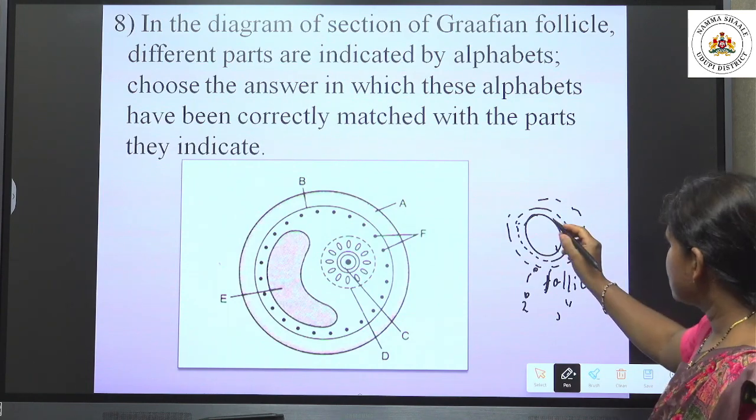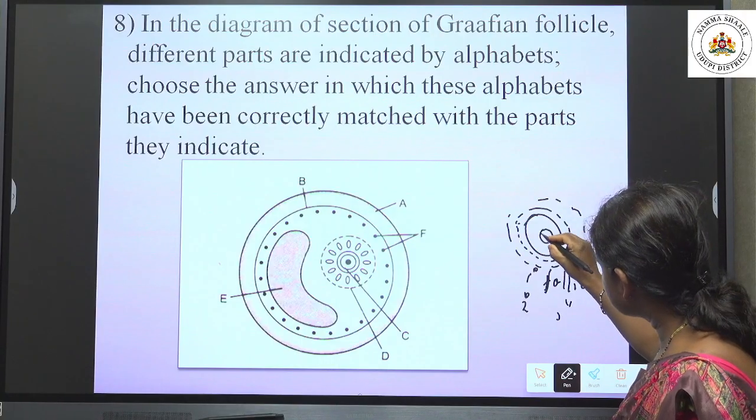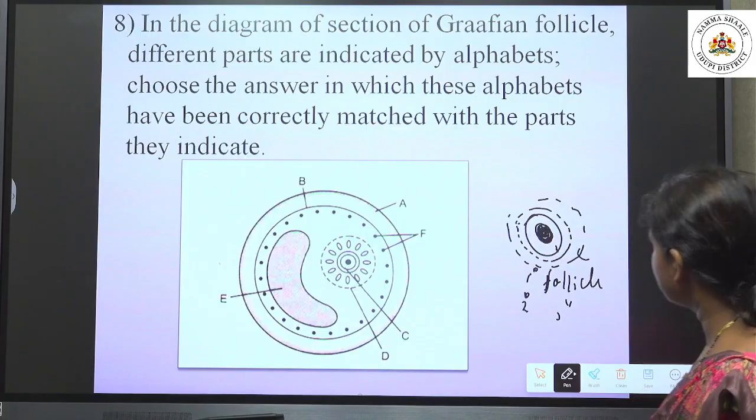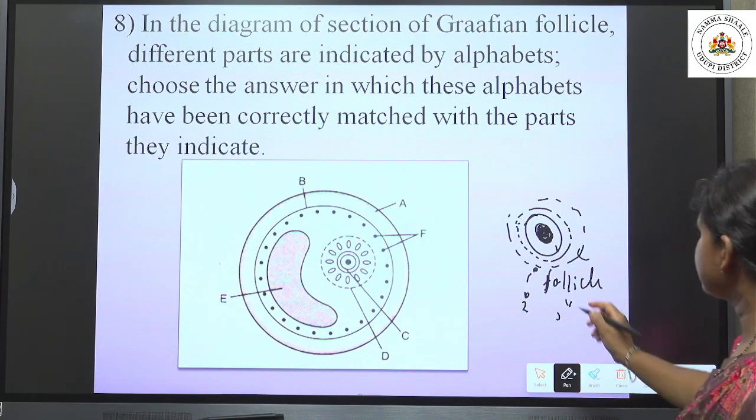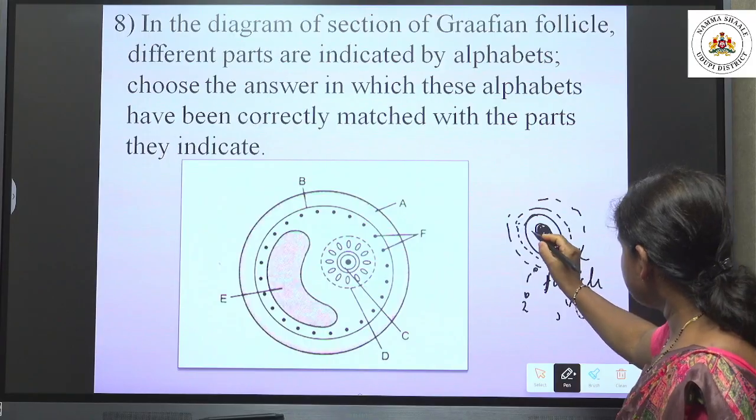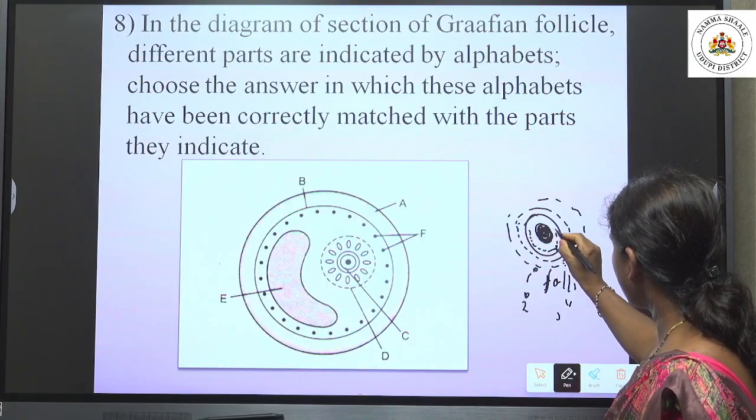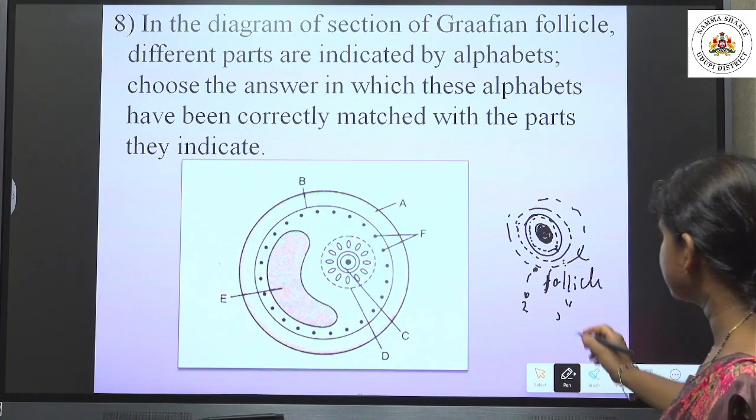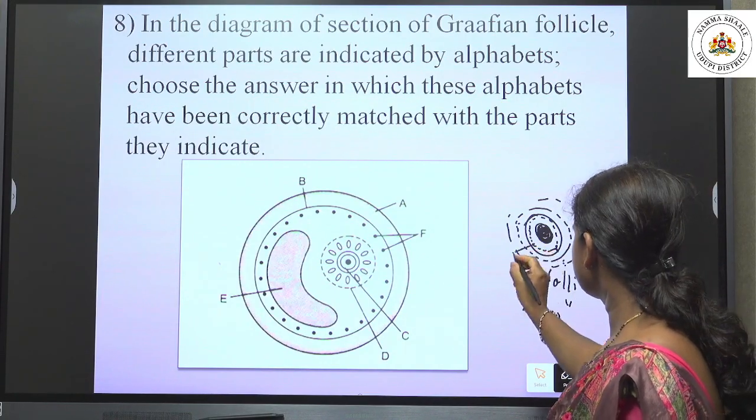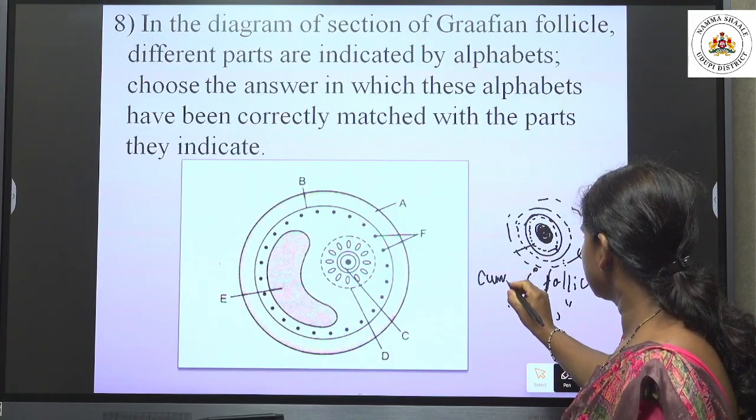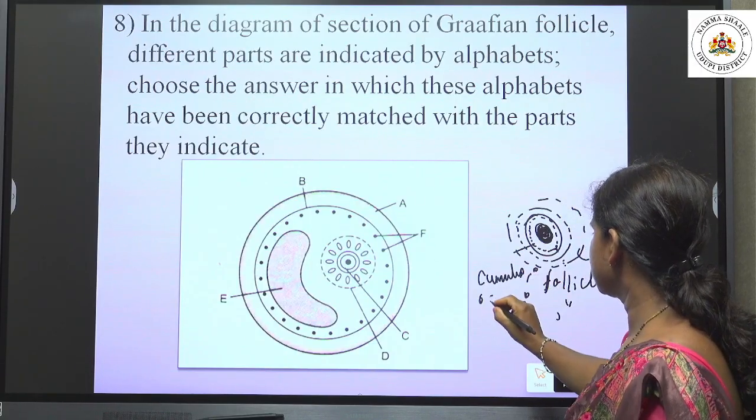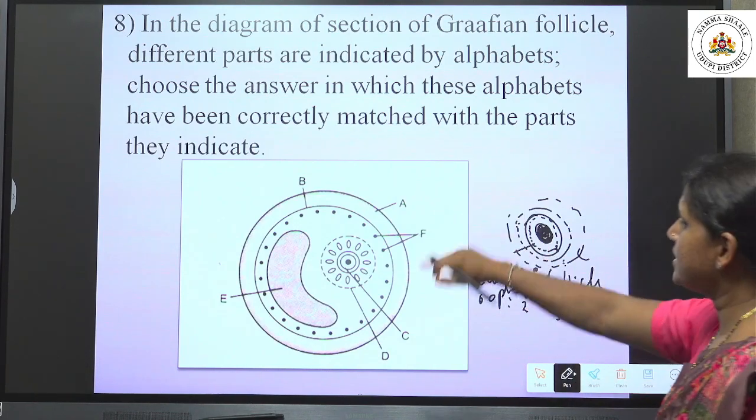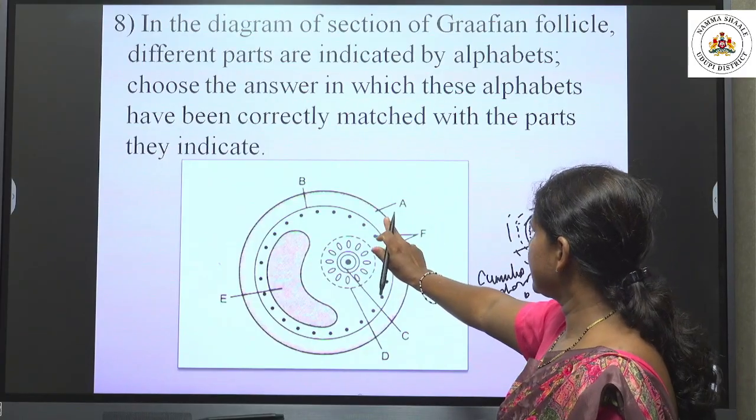And inside, the primary oocyte is there, mainly surrounded by a layer of granulosa cells, which is an extension of the granulosa cells. This will form the cumulus oophorus. So hence, in this diagram, this is the theca externa.